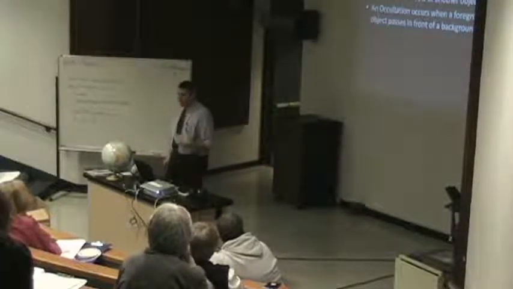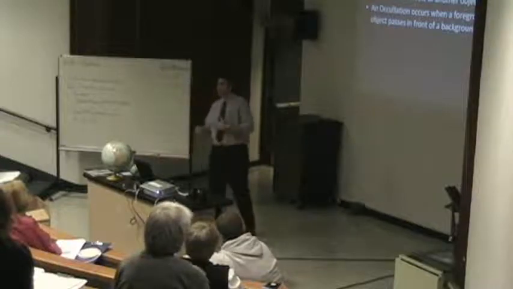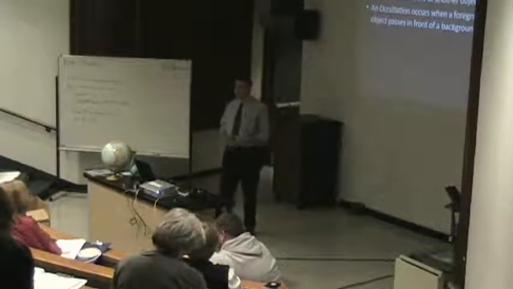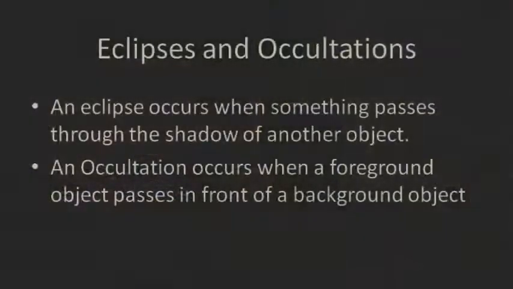It is the same root word. And an occultation is when something hides something else. Okay, that's basically what it means. And an eclipse is when something passes through the shadow of something else. So we can demonstrate eclipses and occultations with my friend the old technology.